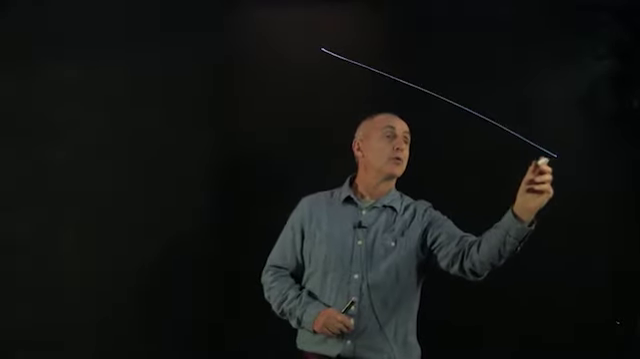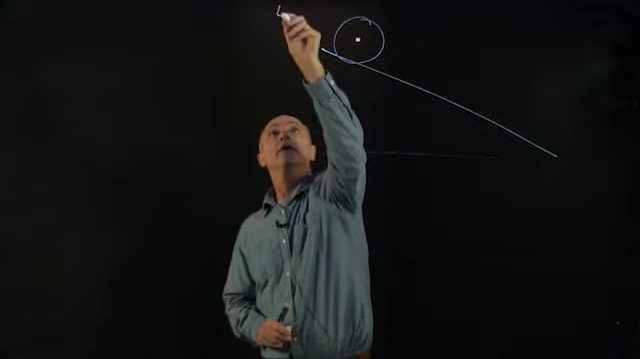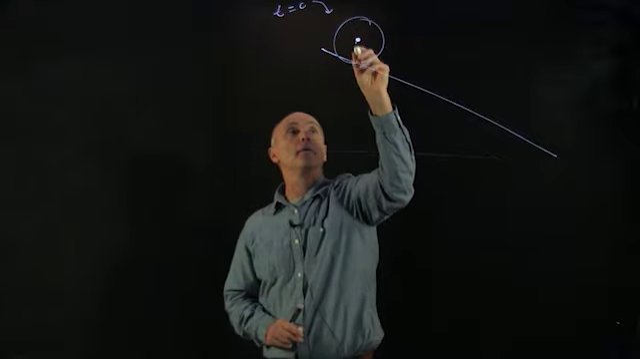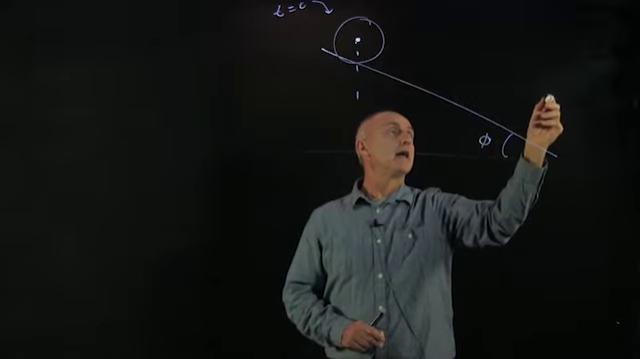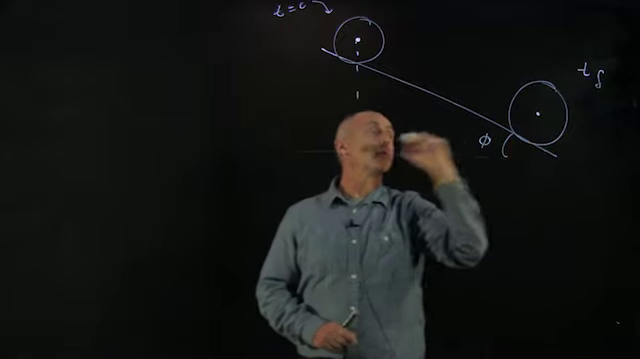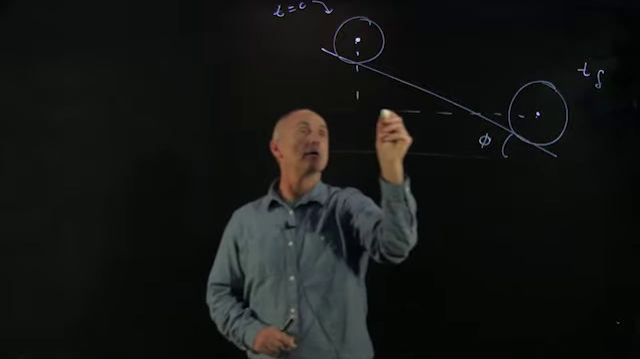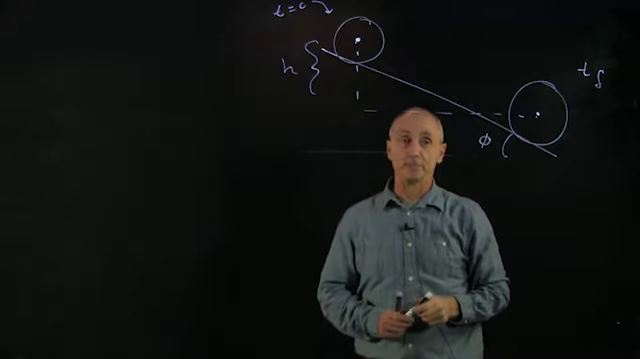Let's now consider how to find the velocity of the center of mass of a wheel that's rolling without slipping down an inclined plane. So let's draw a picture. Here's the wheel. It starts at t equals 0. And this is an angle phi. And at some later time t final, the wheel has dropped a distance h along the inclined plane.